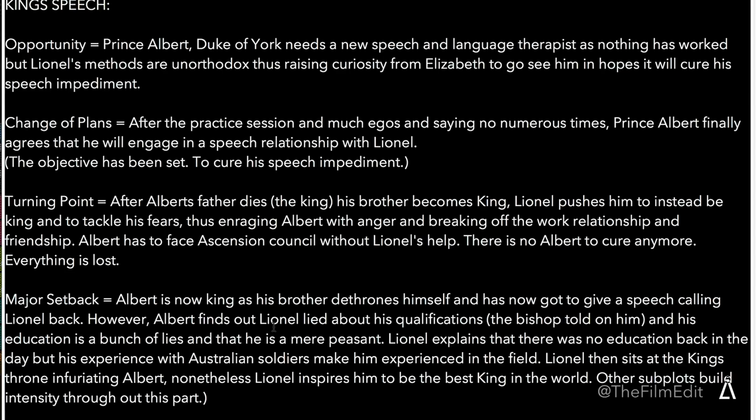However, Albert finds Lionel lied about his qualifications. The bishop told on him, and his education is a bunch of lies and he is a mere peasant. Lionel explains that there was no education back in the day, but his experience with Australian soldiers makes him experienced in the field. Lionel then sits at the king's throne, infuriating Albert. Nonetheless, Lionel inspires him to be the best king in the world. Other subplots build intensity throughout this part.